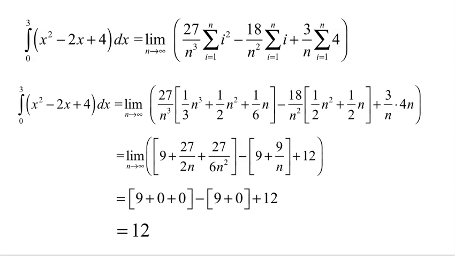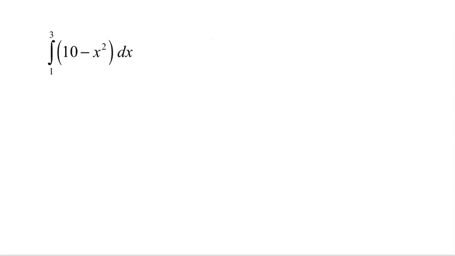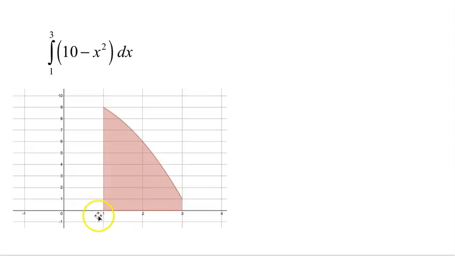So let's look at one more example. This time I want to look at the integral from 1 to 3 of 10 minus x squared. This is a little harder because it's not starting at 0. So here's our picture. Starting at 1, going to 3, 10 minus x squared, we want to get this pink area. What are we going to do?